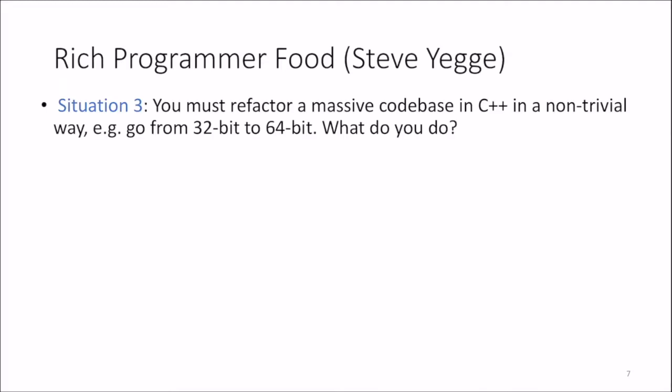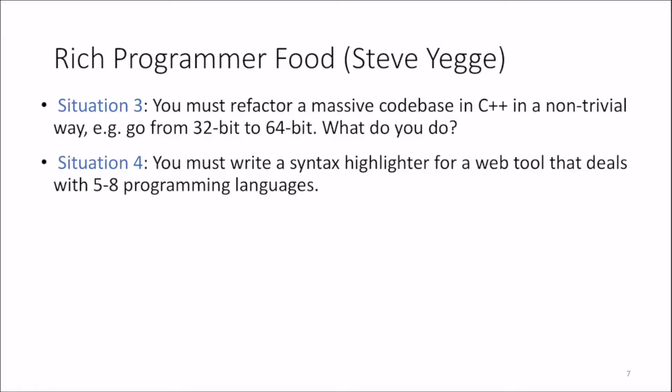Another situation is refactoring a massive code base in C++ in some non-trivial way. For example, going from 32-bit to 64-bit, which it turns out is not a trivial task. So again, you really need to transform C++ code, take it as input, produce a new output C++ code that obeys certain criteria. And again, compiler tools can help you do this in a provably correct way.